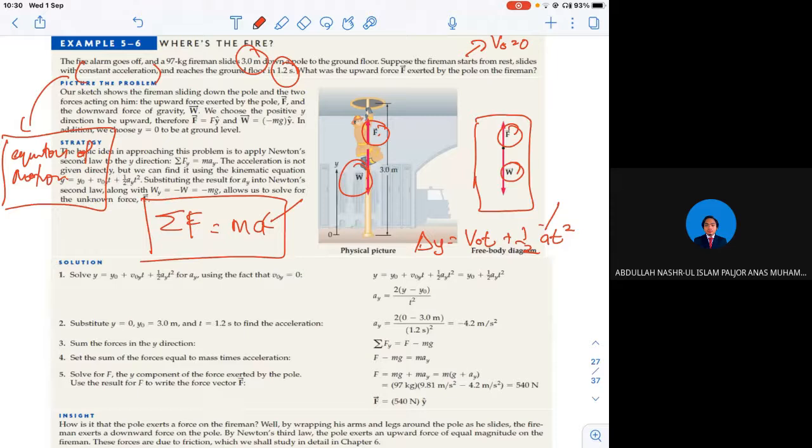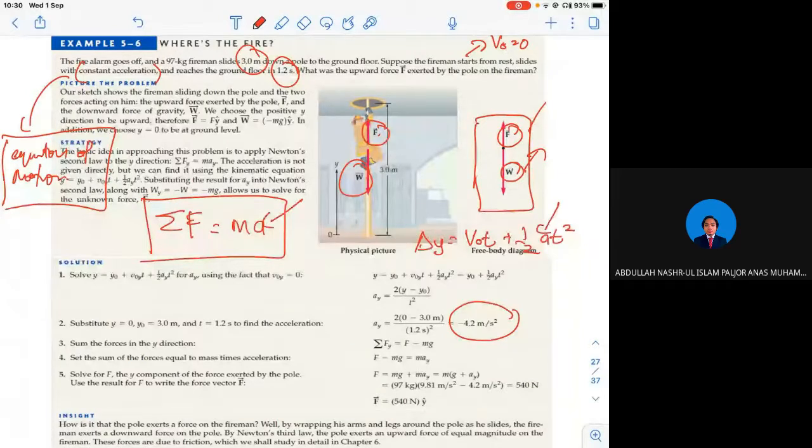This is how they get it. So the answer for a is negative 4.2 meter per second squared. All right, and of course, when you're dealing with F equals ma, that is acceleration. Right now, they want to know the upward force. So how do we get the upward force? First of all, you need to know F and G. We have a free body diagram of F, the upward force, and also the weight going downward.